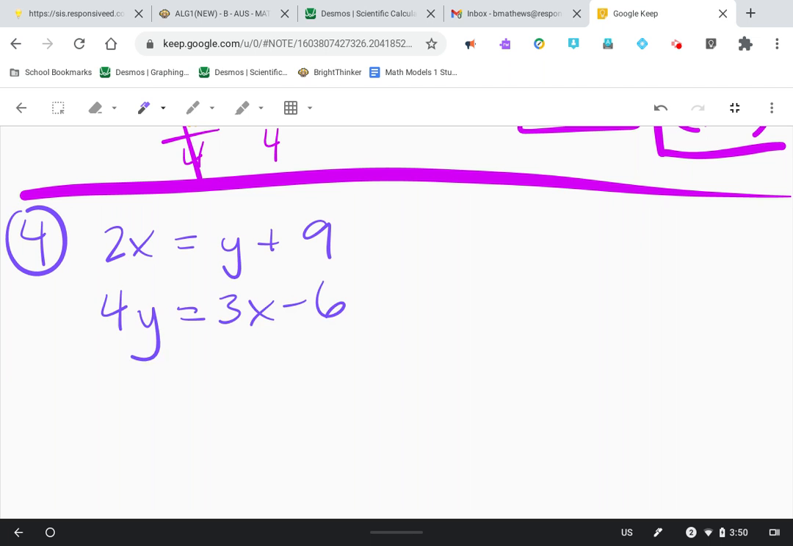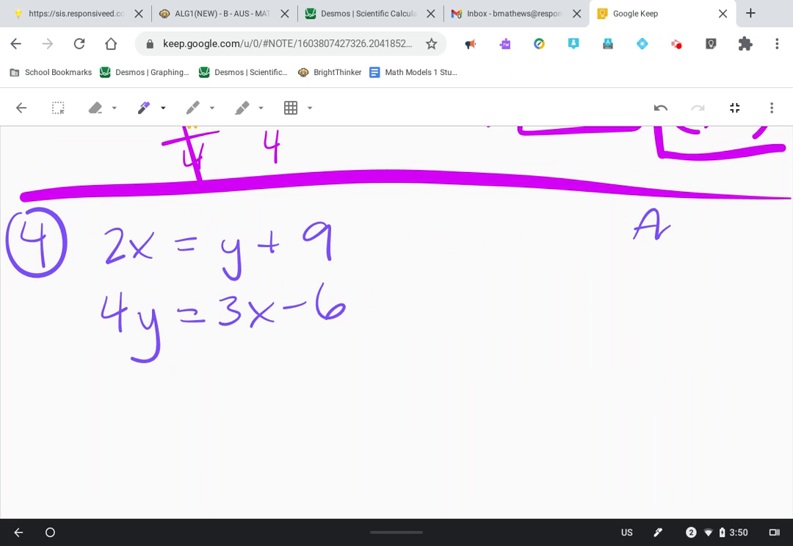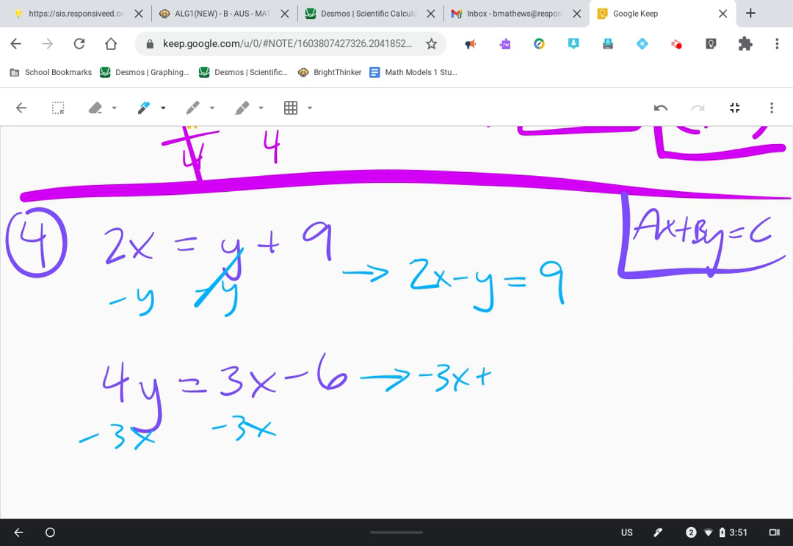So in this, I need to do some rearranging. It's going to start off from a different point. So I need to get it into the standard form, right? I need it to be ax plus by equals c. So to do that, I'm actually going to move this guy down here out of the way. I need to move the y across, subtract y from both sides, and I get 2x minus y equals 9. That cancels out. And here I'm going to move the 3x across, and I get negative 3x plus 4y equals negative 6.